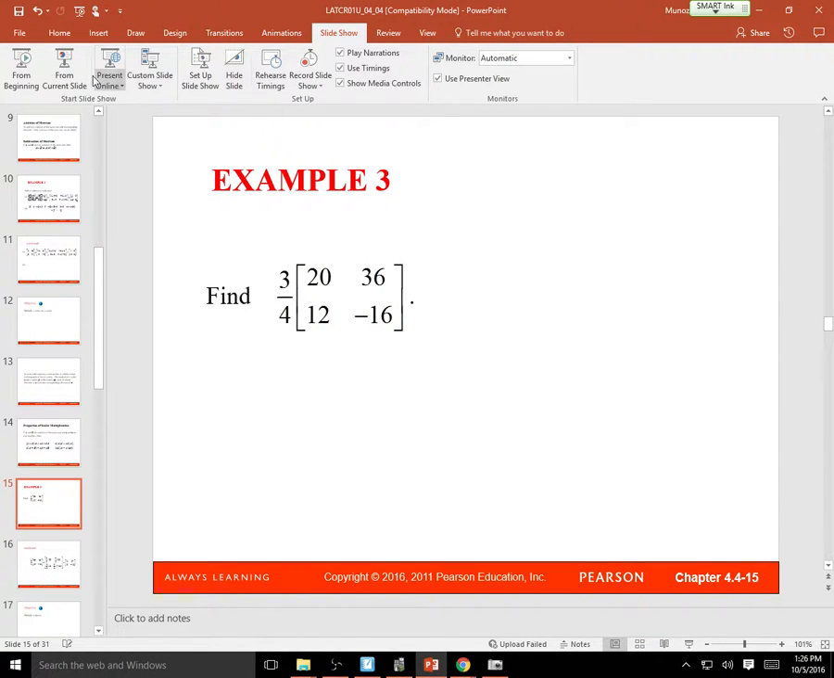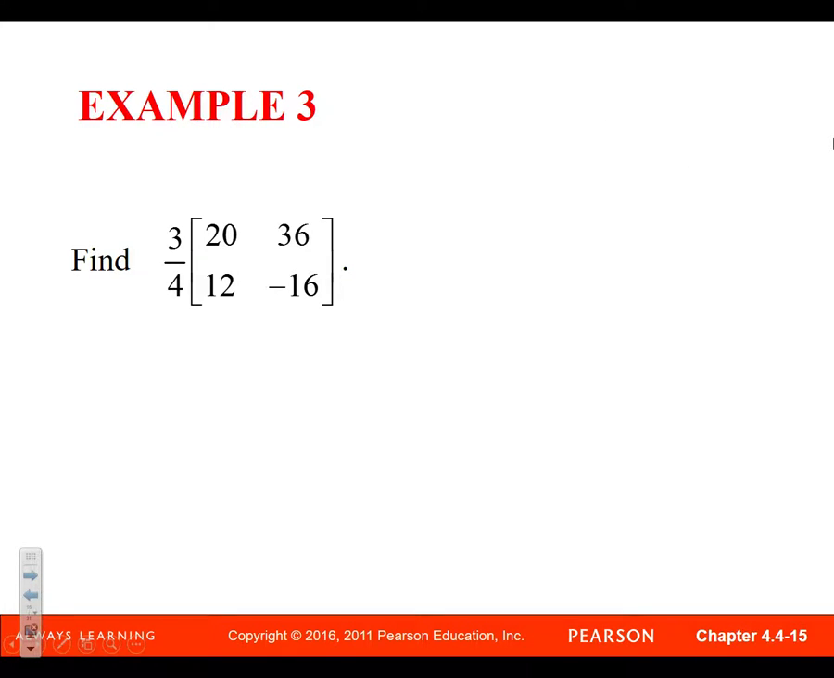Okay, so what do you do with the 4? Because this is 3/4, that means that the whole matrix is going to get smaller. We're dividing. So 3/4 of 20 is 15. 3/4 of 12 is 9. 3/4 of 36 is not 12. It's 27.